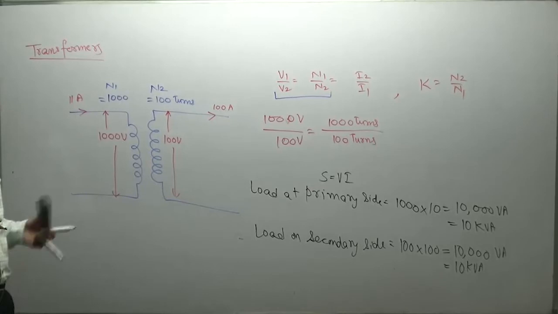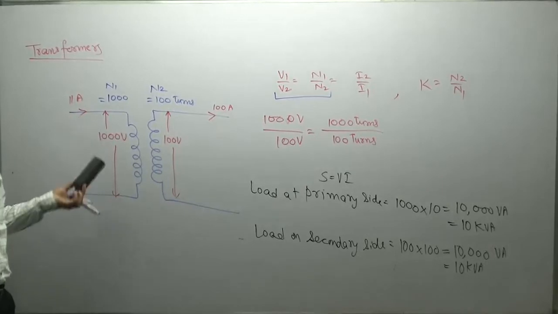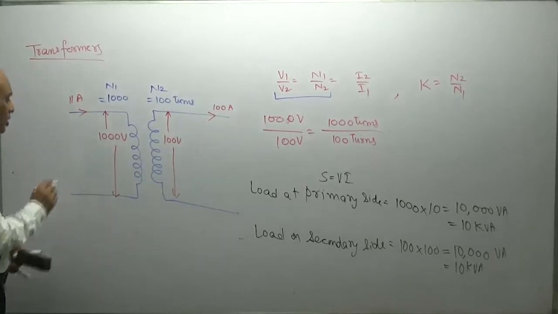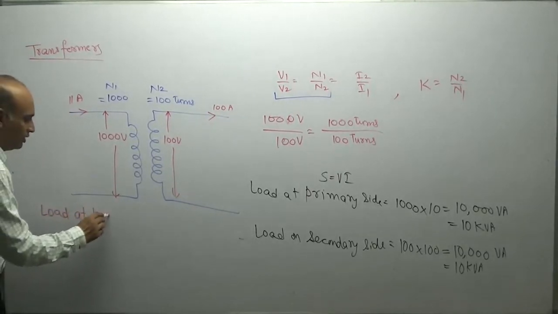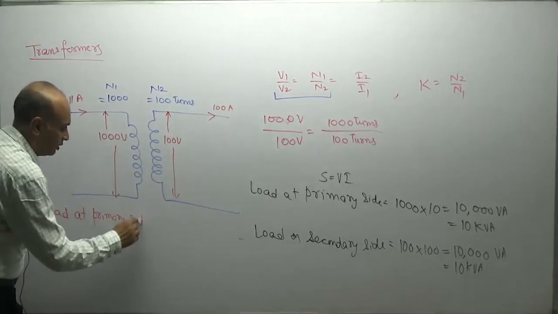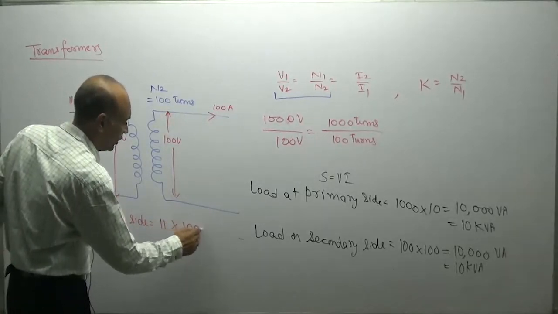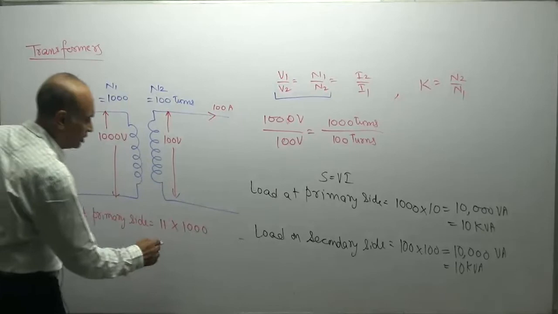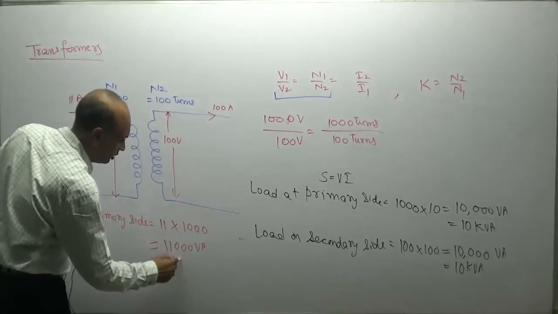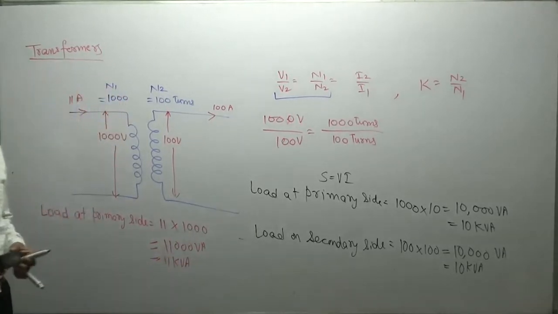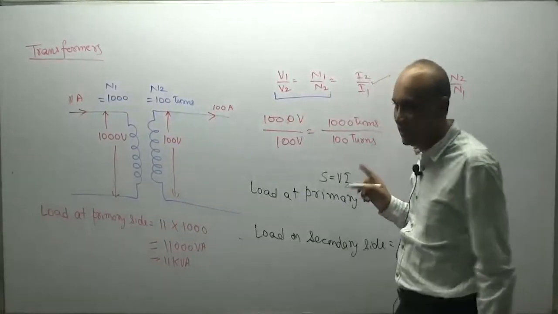Anyway, so actually how much is the load on the primary side? You can say the load on the primary side is 11 into 1000, that is 11,000 VA, which is equal to 11 kVA. Got the point? What I mean to say is that this relation is not exactly valid.